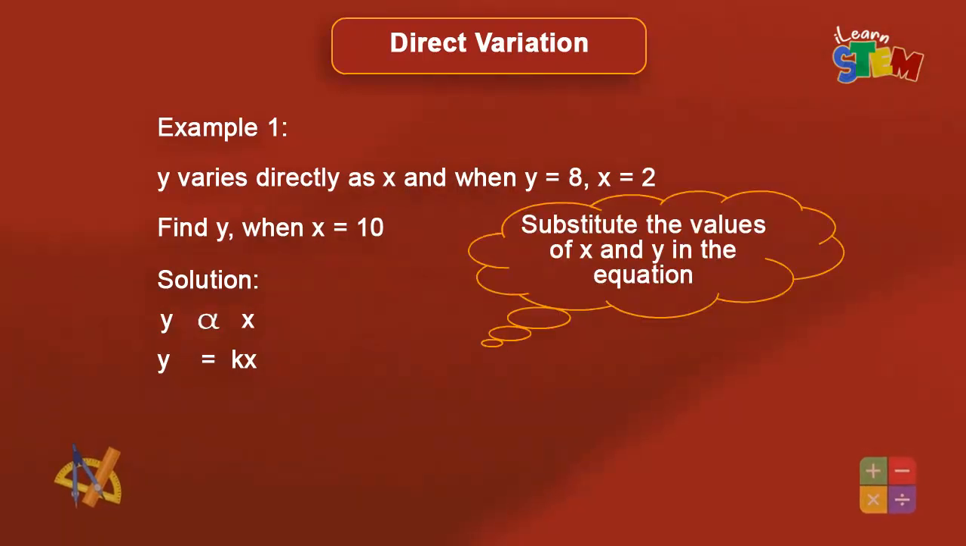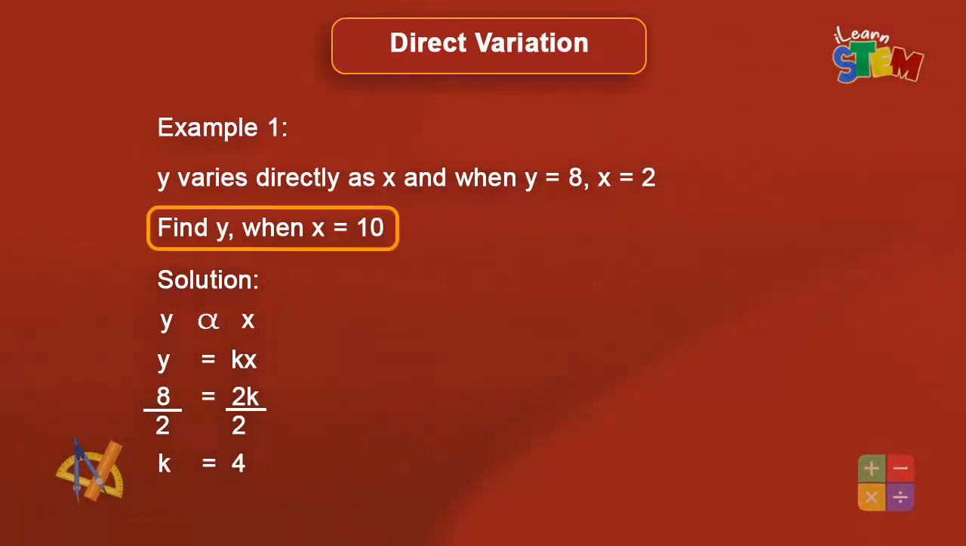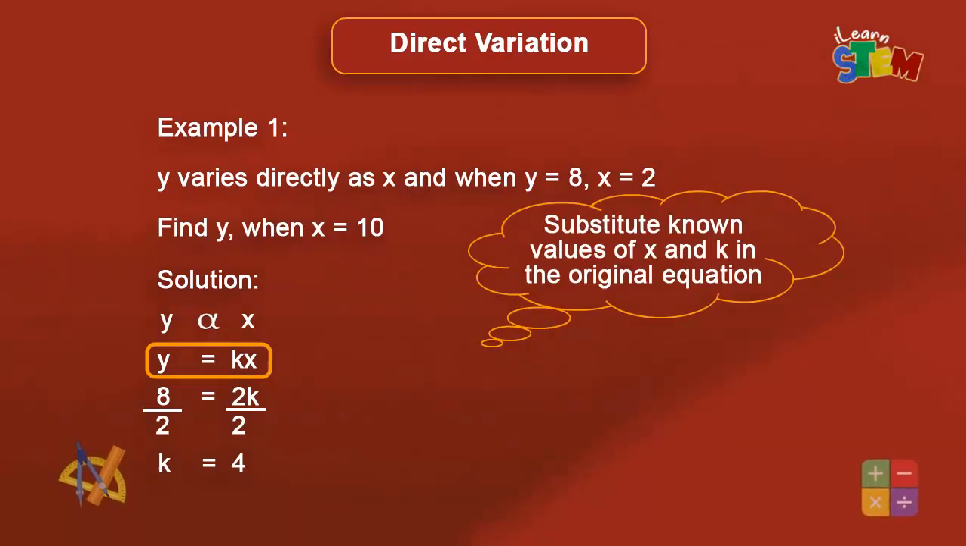Next, we substitute our values for x and y. So, this will become 8 equals k multiplied by 2. To solve for k, we simply divide both sides by 2. 2 divides 8 gives us 4. And 2 divides 2k gives us k. Therefore, k equals 4.